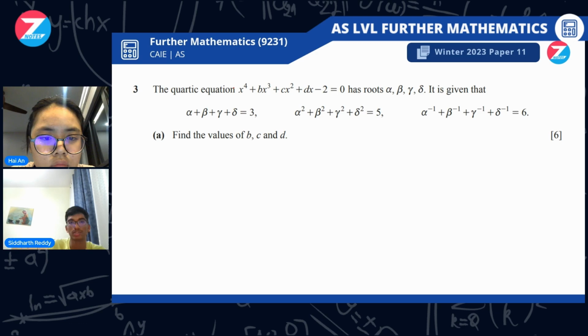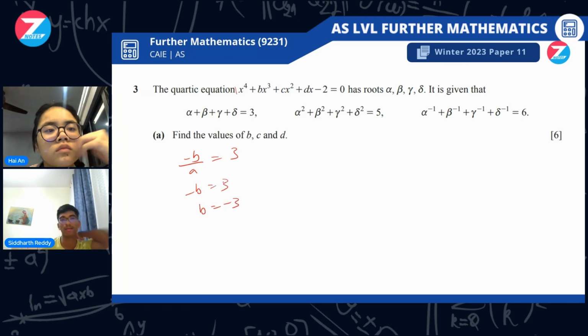So it's the quadratic equation x to the power 4 plus bx cubed plus cx square plus dx minus 2 is equal to 0 has roots alpha, beta, gamma, delta. They've given all these facts and they're asking us to find the values of b, c, and d. So let's do that. They give that alpha plus beta plus gamma plus delta is equal to 3. That's just the sum of roots, which we know is minus b by a. They've given that it's equal to 3, and since a is 1 in this equation, minus b is equal to 3. So b is equal to minus 3.